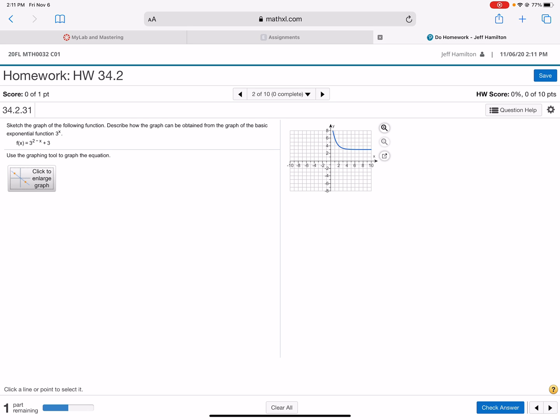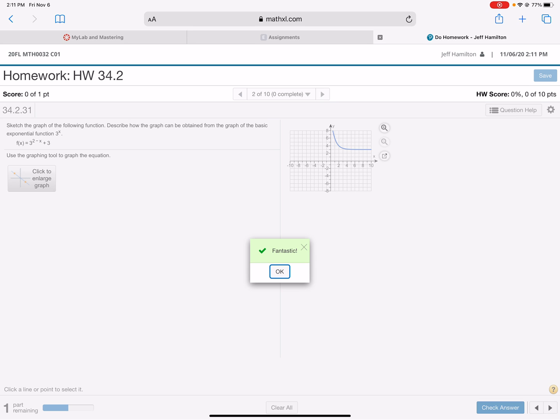And then I click check answer. Oh, I got it right, as did they. That's good. So that's what you need to do in order to graph these exponential transformation questions. Hopefully that helps.